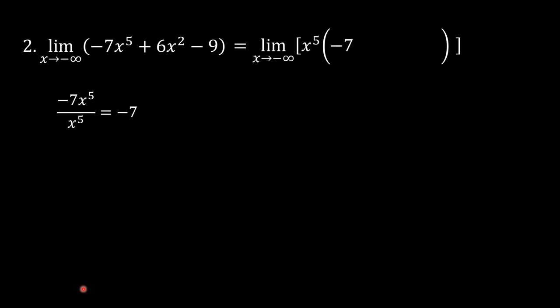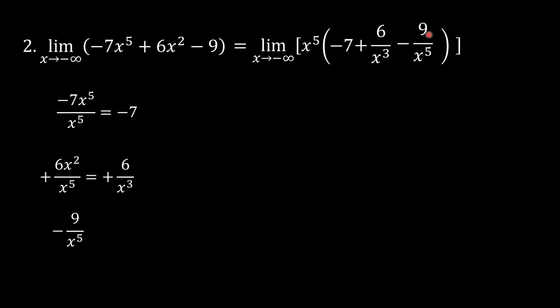Then divide the second term, 6x squared, by x raised to the exponent of 5. This is equal to positive 6 over x cubed. We subtract the exponents in division. 5 minus 2 is 3. So write plus 6 over x cubed. Then divide negative 9 by x raised to the exponent of 5. So we subtract 9 over x raised to the exponent of 5.